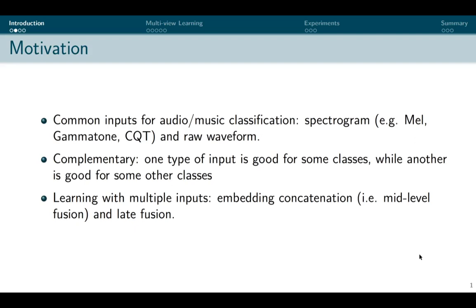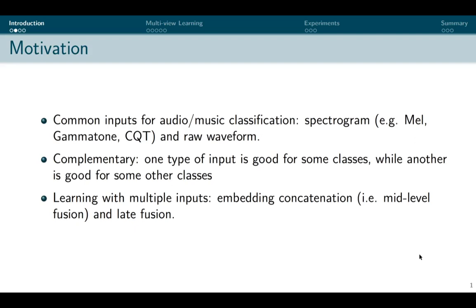And the observation is that one type of input usually leads to good performance on some classes, and when we use another type of input, it is usually good for some other classes. So this observation means that different kinds of inputs seem to be complementary to each other. Therefore, if we are able to learn the joint embedding from multiple types of input, we should be able to leverage their strengths and improve the performance.